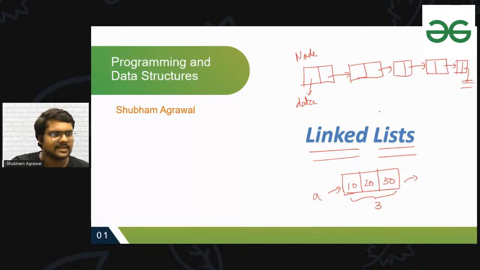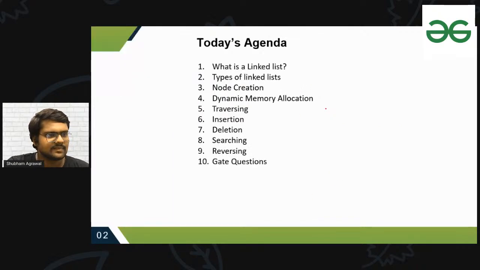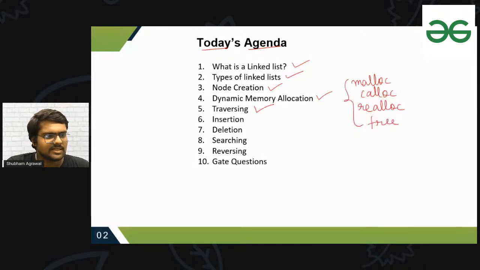Let's see today's agenda first. First we will see what a linked list is, then types of linked lists, then node creation in a linked list, then dynamic memory allocation. We have four functions for dynamic memory allocation: malloc, calloc, realloc, and free. Then we will see how we can traverse the linked list, then basic operations like insertion, deletion, searching, and reversing a linked list. And then we will see some GATE questions.